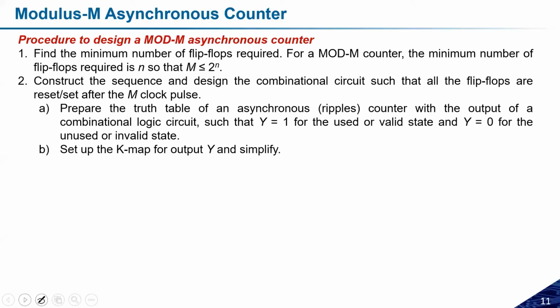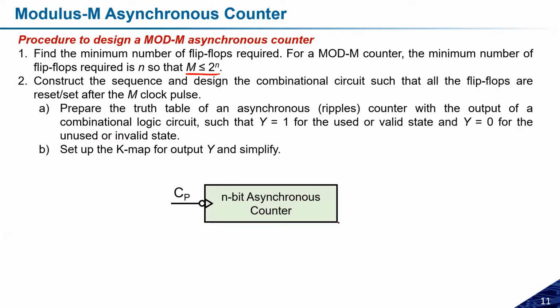These are some of the procedures that we need to follow to design a mod m asynchronous counter. I'm not going into more detail. We'll take an example, and then you will get to know what procedures we are going to follow. Reading the procedure is not important, but the important thing is that the maximum mode that is possible is less than or equal to 2 to the power n.